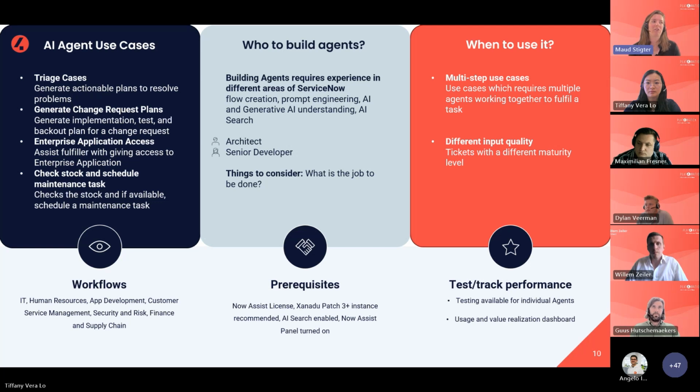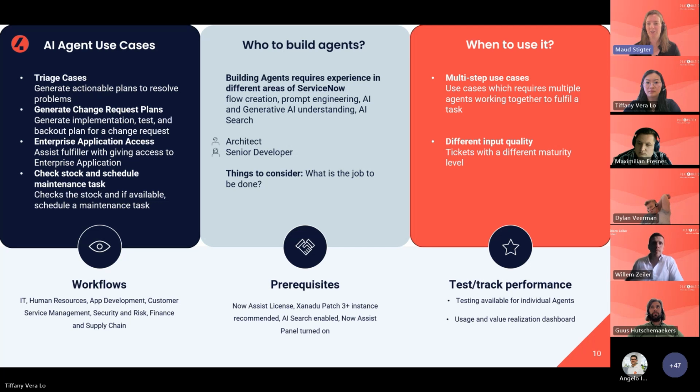The thing to consider is always to keep in mind what is the job to be done right now by a human agent, and can we replace the task a human agent is doing right now by an AI agent. Of course, you need to have the Now Assist license. You need to be on a Xanadu patch 3 plus instance. You need to have AI search enabled, and the Now Assist panel needs to be turned on.